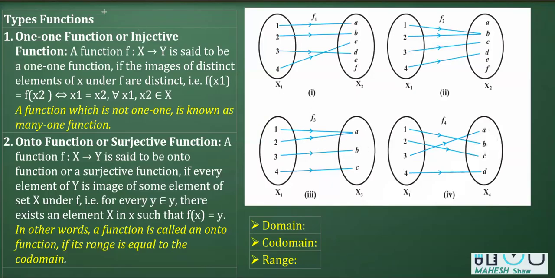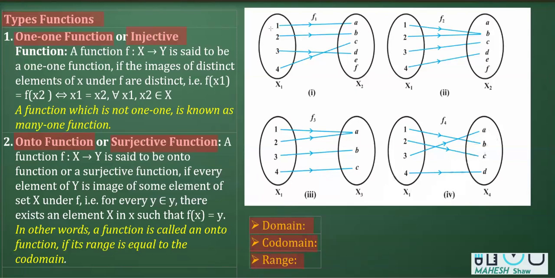In this video, we are going to understand the concept of types of functions. In class 12, we are going to study two types of function. One is one-one, also known as injective. The second one is onto functions, also known as surjective functions. Before we understand these two types of function, we should have the idea about domain, codomain, and range.